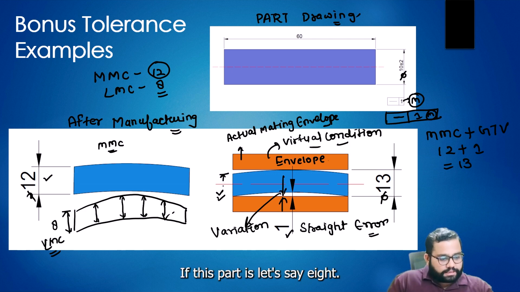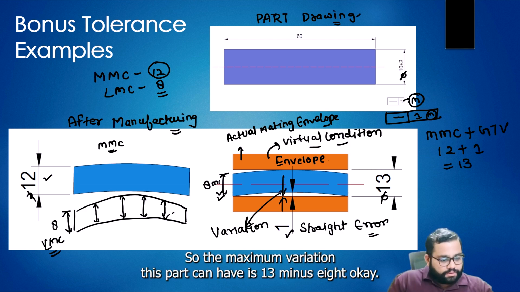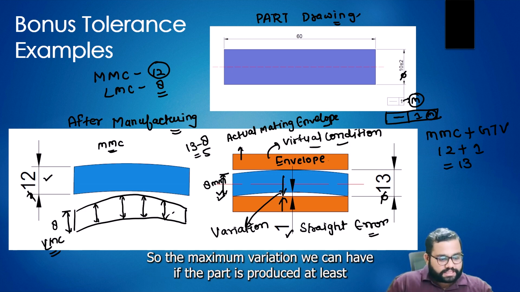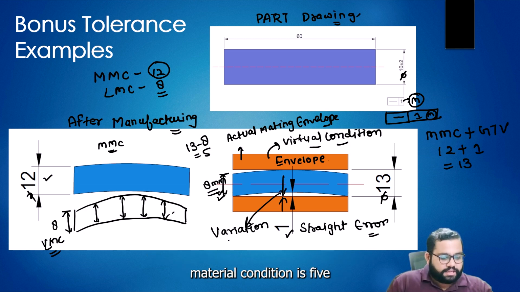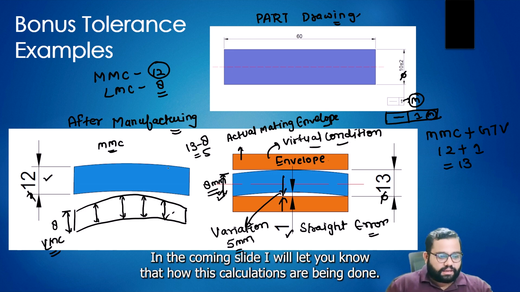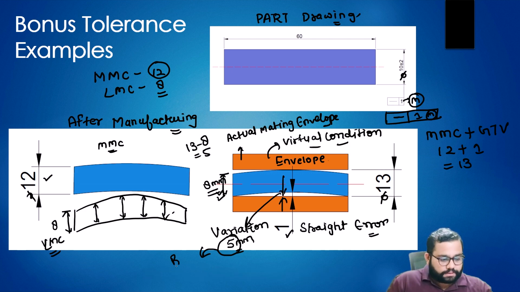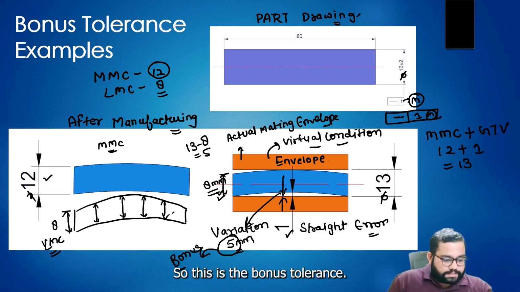If this part is, let's say, 8 mm, the maximum variation this part can have is 13 minus 8, which is 5 mm. So the maximum variation we can have if the part is produced at least material condition is 5 mm. In the coming slide, I will let you know how these calculations are done. So this 5 mm is the bonus tolerance.